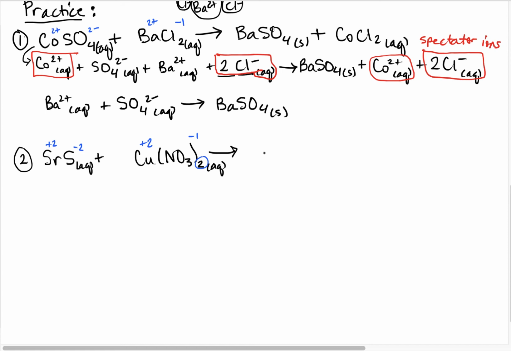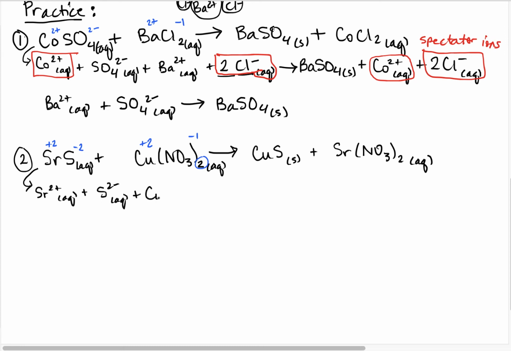So let's change those partners. Copper sulfide is a solid, and we're going to have strontium nitrate. And we can see it's already balanced. So we've already identified what our ions are and what our phases are. So now we can expand it into the complete ionic. So strontium ion and sulfide ion plus copper ion.